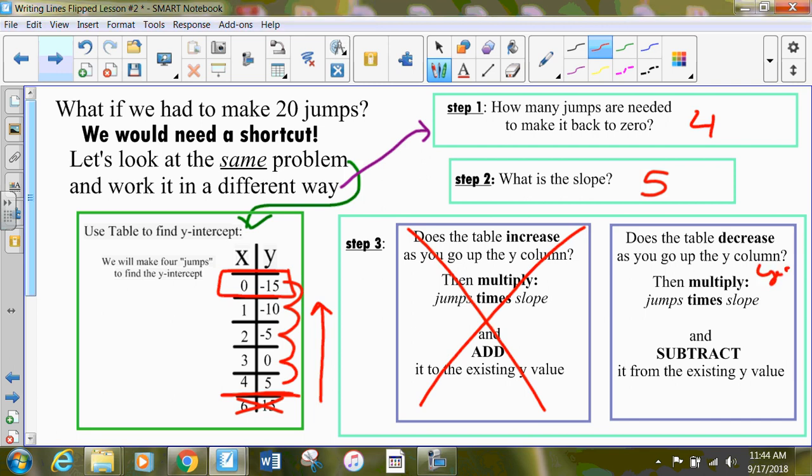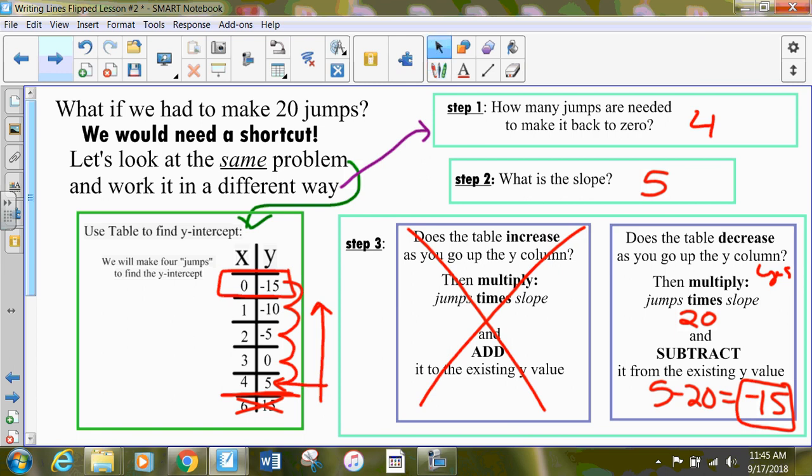Does the table decrease as you go up the y column? Yes. Then we're going to multiply jumps times slope. 4 times 5 is 20. And we're going to subtract it from the existing y value. This is our first y value. So we'd say 5 minus 20 is negative 15. Now, if you didn't like this shortcut, that's okay. We're going to practice it in class. Also, it's fine to extend a table if you have to, if you're more comfortable that way.